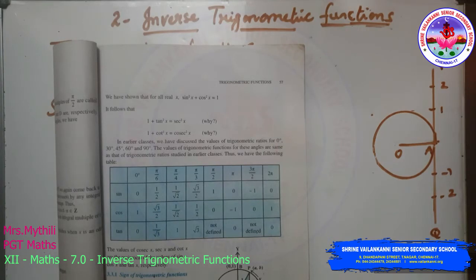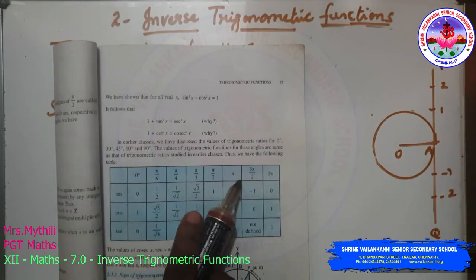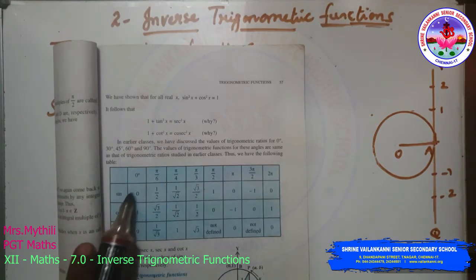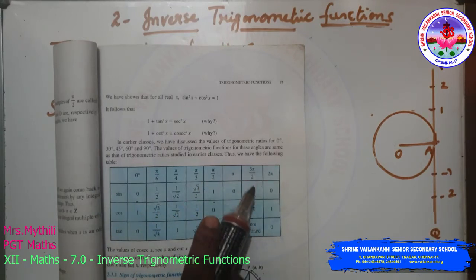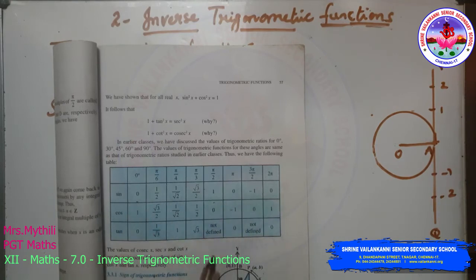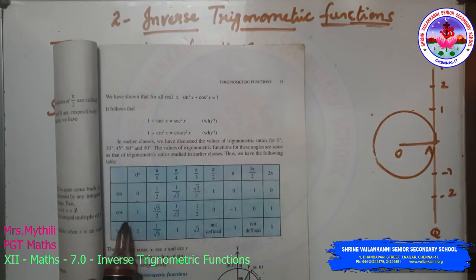The values of trigonometric ratios for 0 degree, 30, 45, 60, 90, 180. For the sine function, sine 0 is 0, sine pi by 2 is 1, sine 3 pi by 2 is minus 1. So the values of the sine function are in between minus 1 and 1. That's why we write it as a closed interval. And the values of the cos function also lie in between minus 1 and 1.